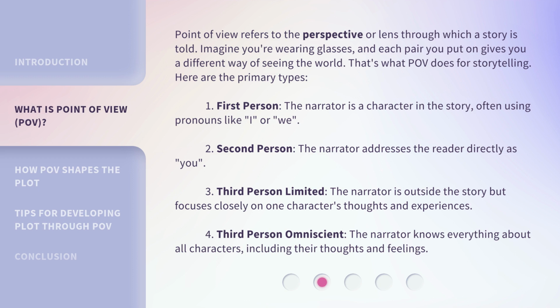1. First person. The narrator is a character in the story, often using pronouns like I or we. 2. Second person. The narrator addresses the reader directly as you. 3. Third person limited. The narrator is outside the story but focuses closely on one character's thoughts and experiences. 4. Third person omniscient. The narrator knows everything about all characters, including their thoughts and feelings.